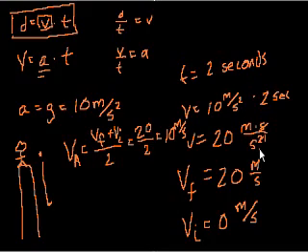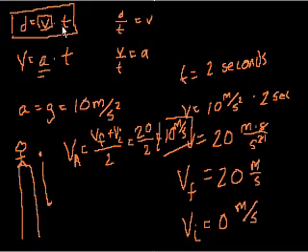And over the course of those 2 seconds, its average velocity was 10 meters per second. So we can now use that average velocity in this formula right here. So the average velocity, distance equals average velocity times time.